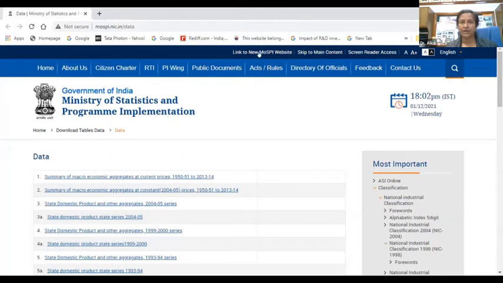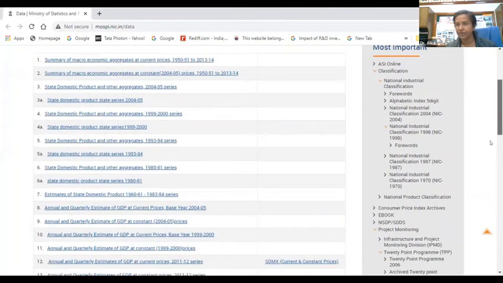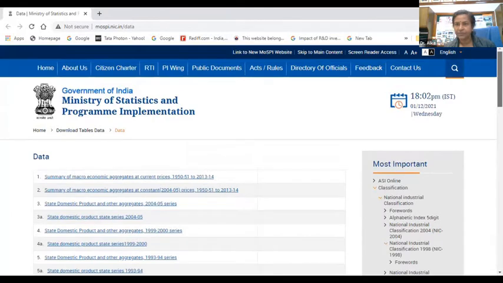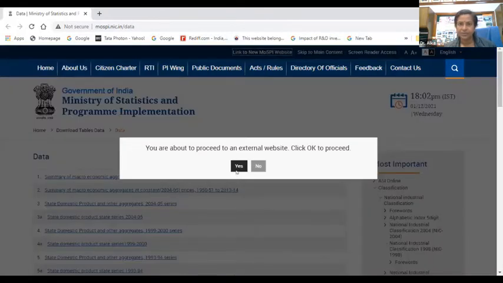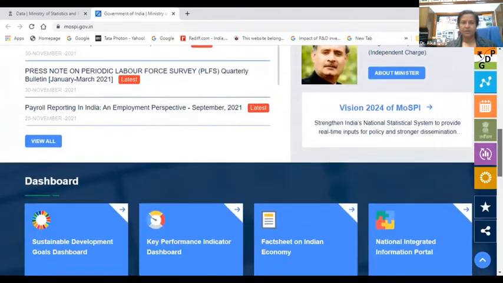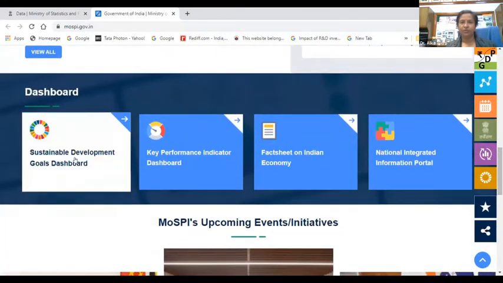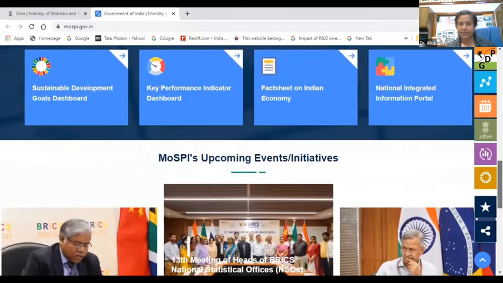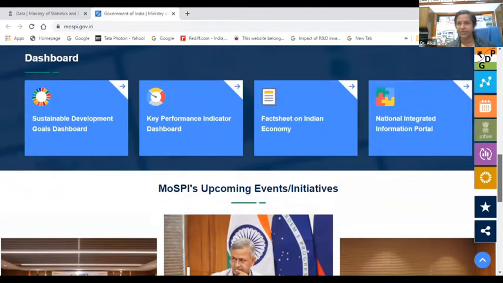So again, come to this new website, or you can even see here also this classification. NIC classification is also given to you. ASI online. These are all. Just coming to this. Yes, here you see the dashboard. From the dashboard, you can see how in the different dashboards this data is there.